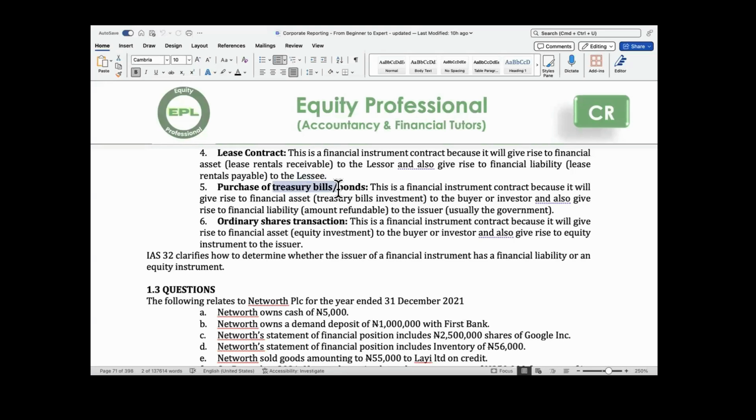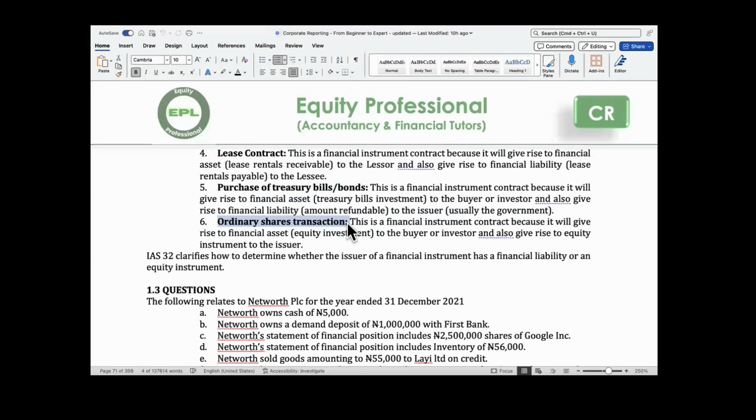When you buy treasury bills or bonds, either from the government or from a corporate entity, there is a financial asset to the buyer or to the investor, and there is a financial liability to the issuer, usually the government, as the case may be.